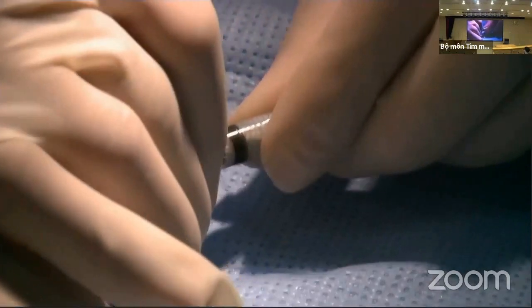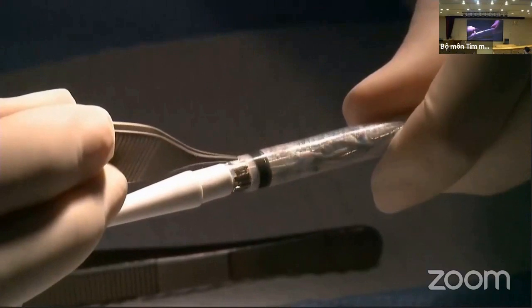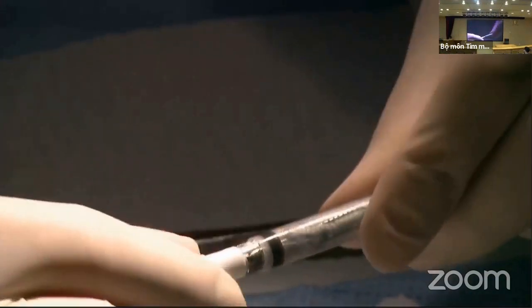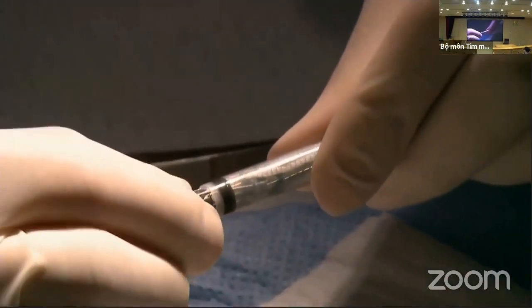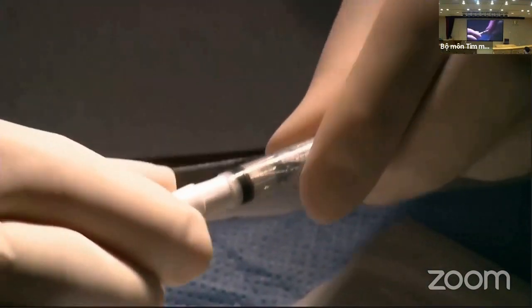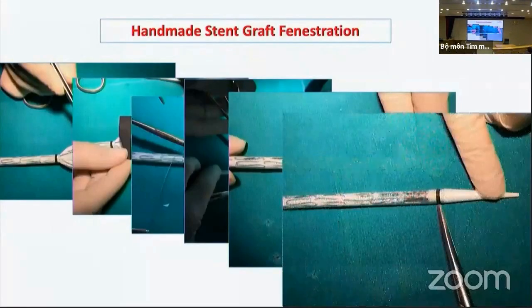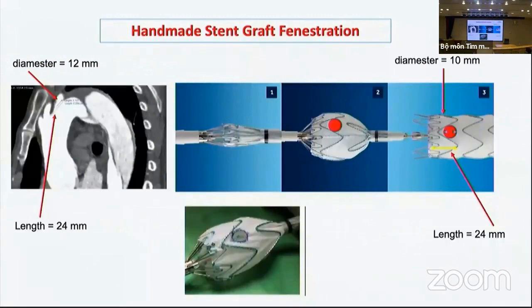Here we make a hole of about 10 mm. And after that, we can retrieve the whole thing inside the delivery system. But you have to be careful in this step, all of the crowns of the stent should go inside the delivery system here. And make sure that we can secure that the whole system is running very well. Here, this picture shows you step by step how we do this kind of case.